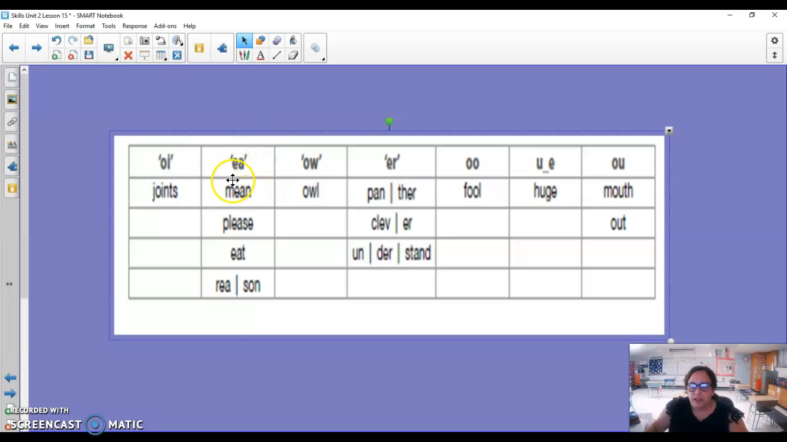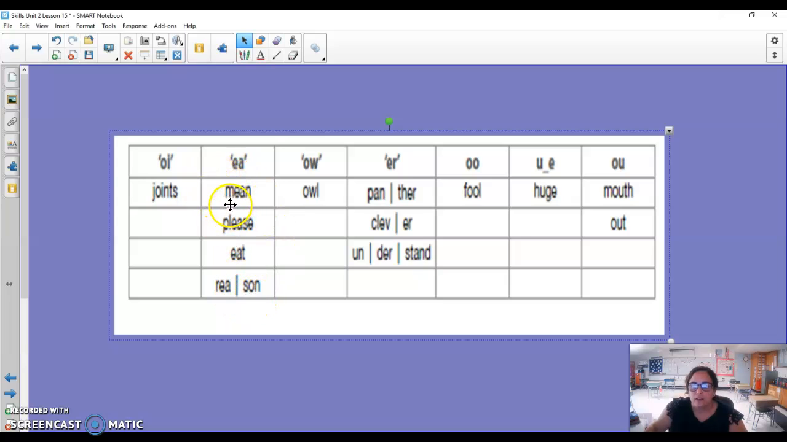E-A. E-A is a vowel team. That is another syllable type. A vowel team is when you have two vowels side by side. The vowel sound is long, short, or something else. So you have two vowels side by side, and that vowel team will either be a long sound, a short sound, or something else. In this case, this vowel team EA says E. So I know that all of the EAs in these words say E.